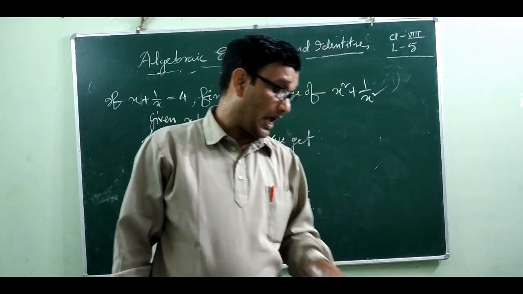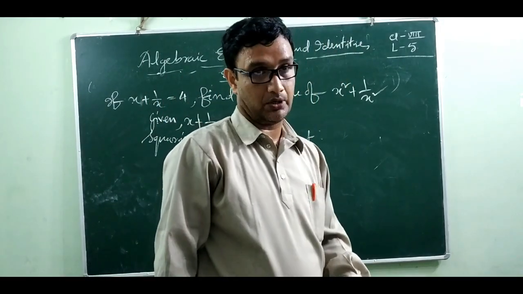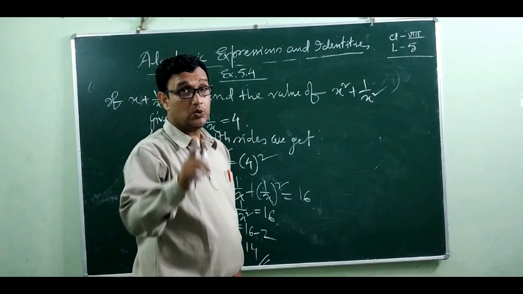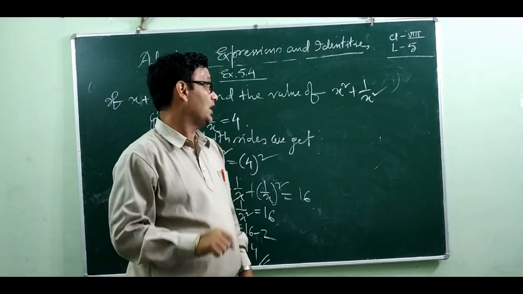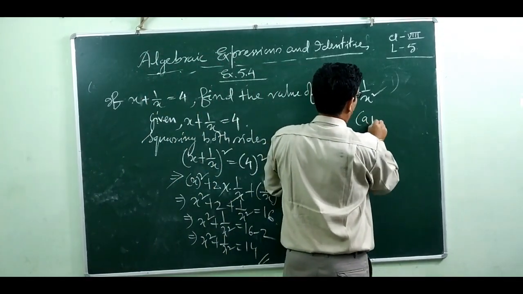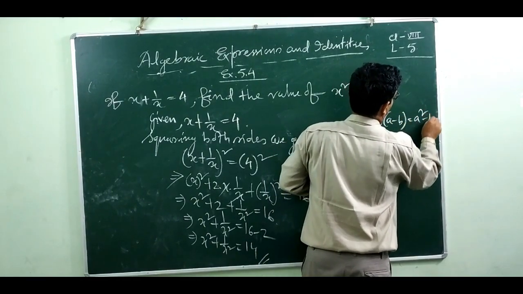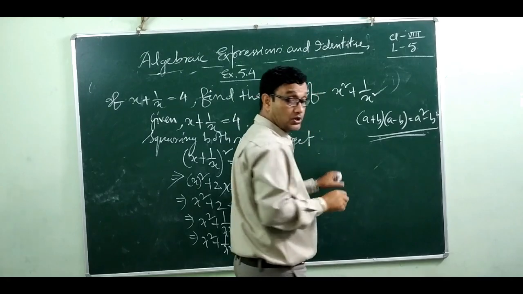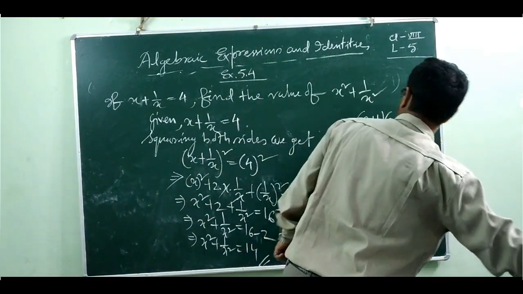Now question number 11. Question 11 is: find the continued product. Continued product means using identity number 3. So identity number 3 means which one? Identity number 3 means (a plus b) into (a minus b) equal to a square minus b square. This one. So I'll show you how to use this in question number 11.